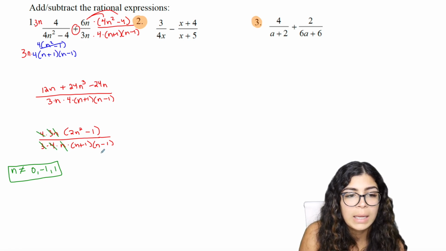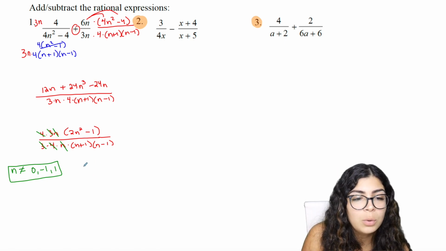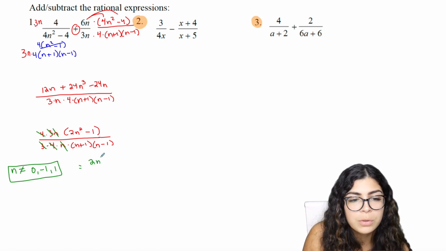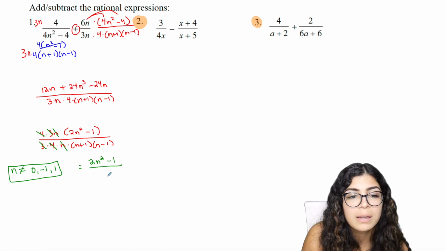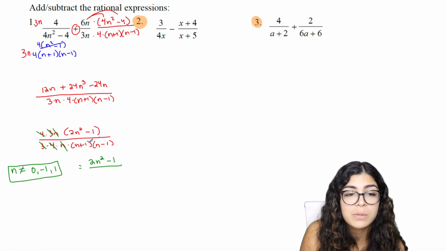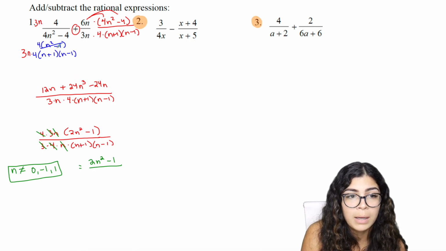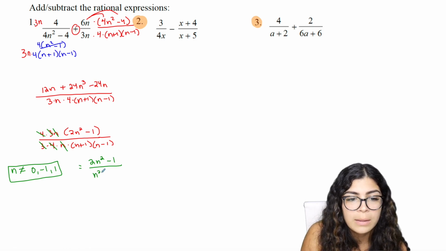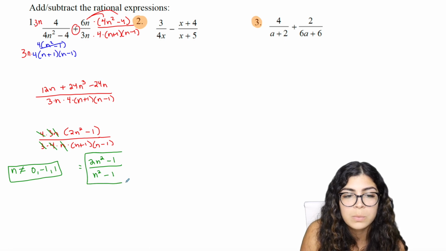And you could see now that we could cancel out 4, we could cancel out 3, we could cancel out n, and that's it. So in the numerator, we are left with 2n squared minus 1. In the denominator, we have n plus 1 times n minus 1. So this is actually the n squared minus 1, right? If I multiply it together, that would simplify to n squared minus 1.